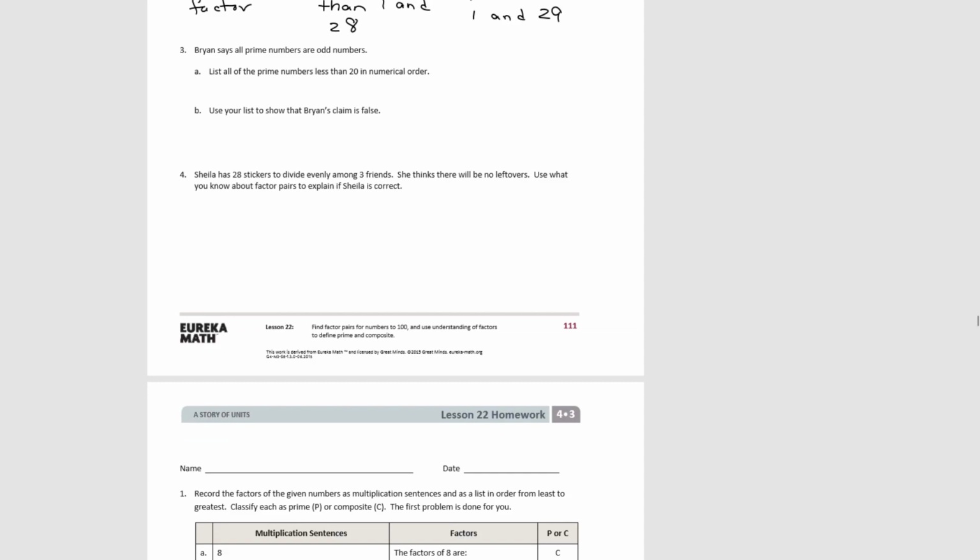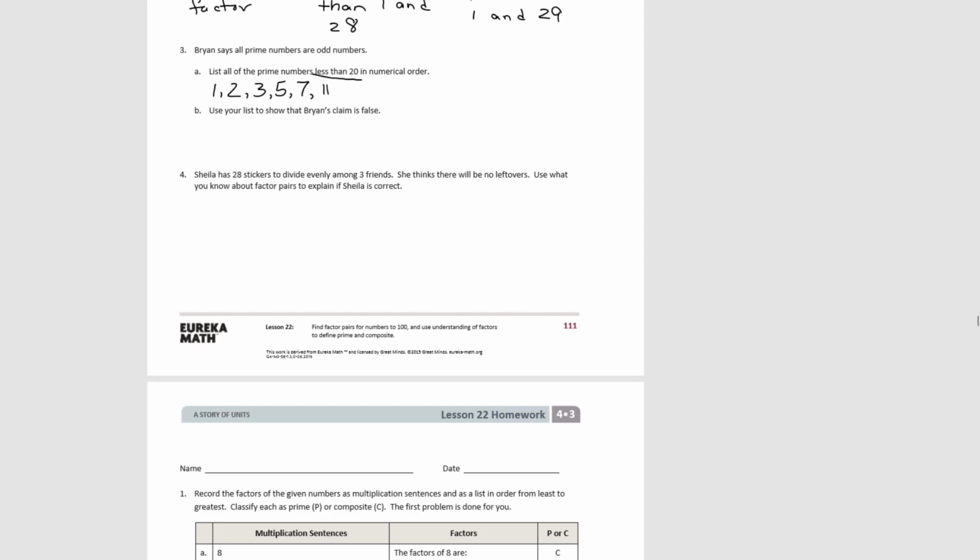Okay, let's try number 3. All right, so all the prime numbers in numerical order are less than 1. So 1 times 1, 2 times 1, that's the only way to make that one. 3 times 1, 4 is also 2 times 2. 5, the only way to make that. 6 we can make is 2 times 3, so that's not prime. 7 is prime. 8 is 2 times 4. 9 is 3 times 3. 10 is 2 times 5.